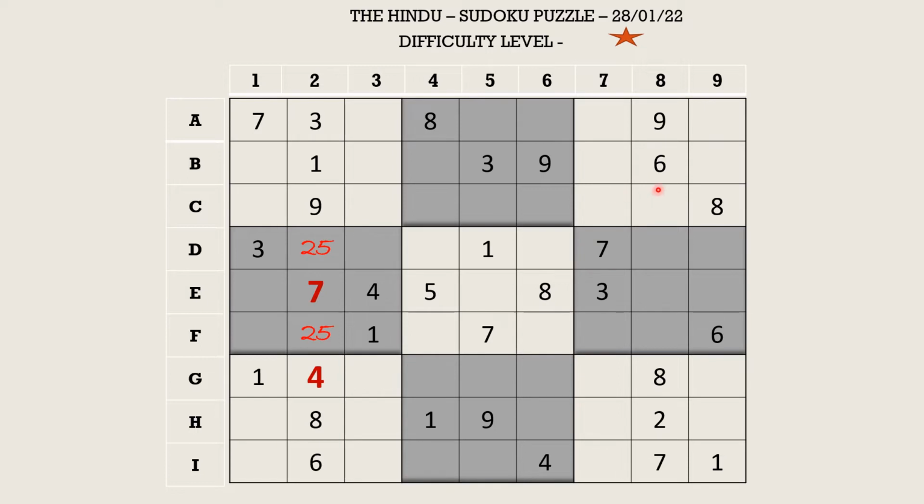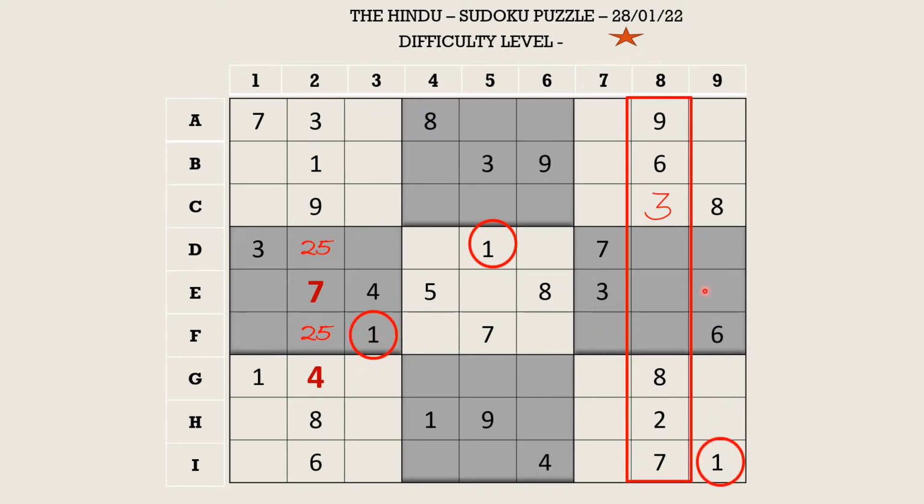Let's try to fill column 8 now. There is a 3 here which blocks these 3 cells. So C8 takes 3. There is a 1 in row D which blocks these 2 cells. There is a 1 in row F which blocks these 2 cells. There is a 1 in column 9 which blocks this cell. So E8 takes 1. Now there are 2 empty cells left and the missing numbers are 4 and 5. So let's fill that with the 4, 5 pair.